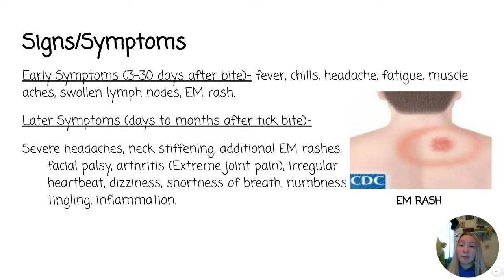Some of the early symptoms, which appear 3 to 30 days after a bite, are things such as fever, chills, headache, fatigue, muscle aches, swollen lymph nodes, or an EM rash, which is over to the right, as you can see in the picture. Later symptoms, which appear days to months after a tick bite, are severe headaches, neck stiffening, additional EM rashes, facial palsy, arthritis, irregular heartbeat, dizziness, shortness of breath, numbness, tingling, or inflammation.